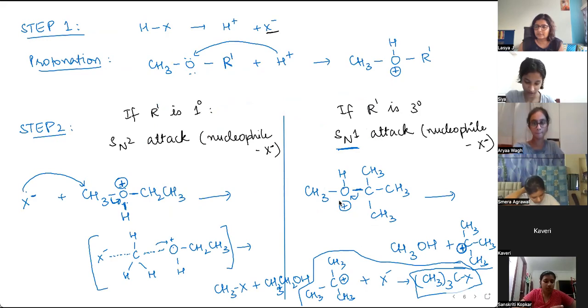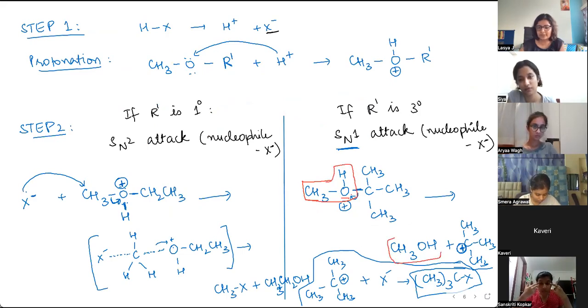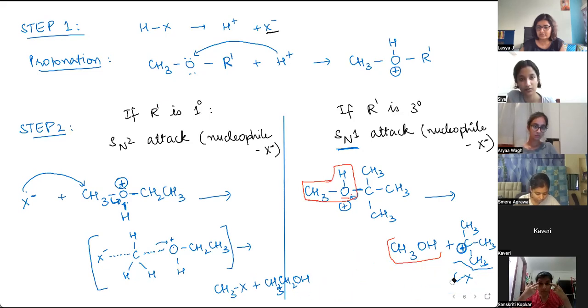Wait, but for the tertiary, where is the alcohol formed? When this bond breaks, CH3OH is formed, right? All of this is one group. That's why we got our CH3OH. Let me erase. So that is R, right? Not RX. Sorry, that is R, right? Not R dash. Yeah, so then it should be RX and R dash OH.